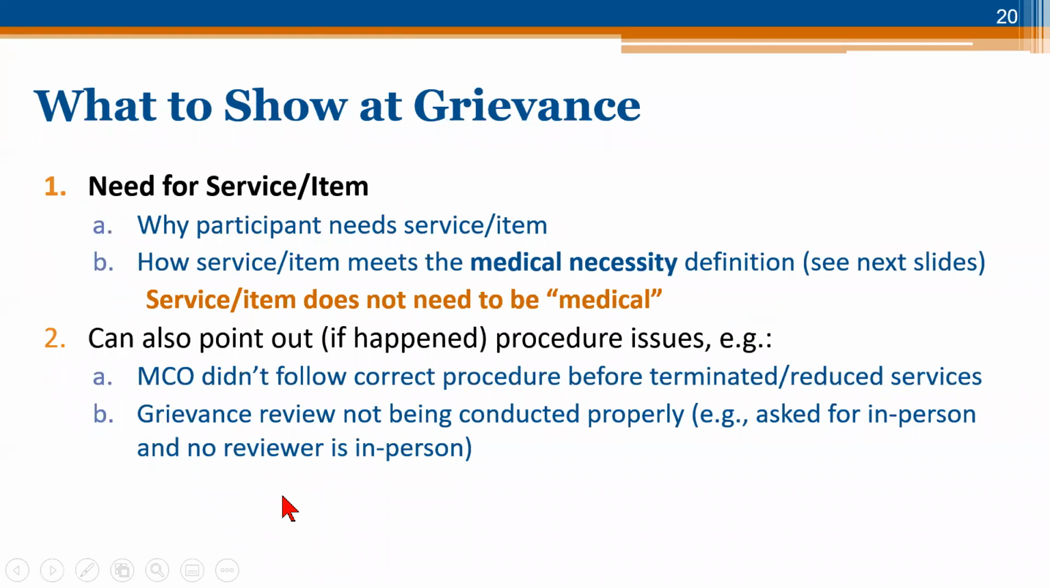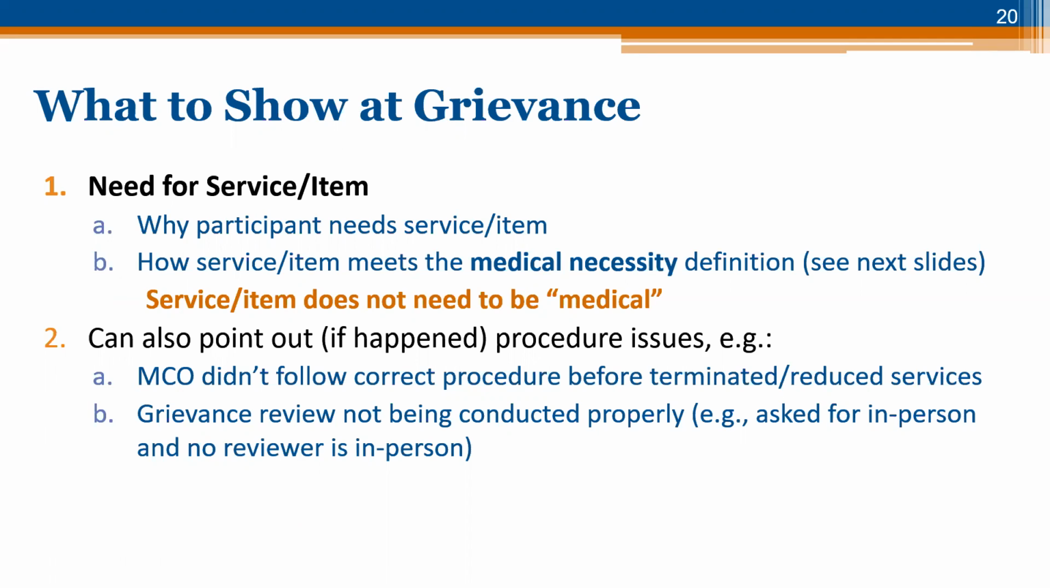So what you want to show at a grievance is really about the need for the service or item. You're trying to show that this participant in the managed care plan needs whatever service or item is at issue. You're going to show the general need, but your goal is also to fit that need into the medical necessity definition that is used for Medicaid. And I'm going to go into that a little bit.